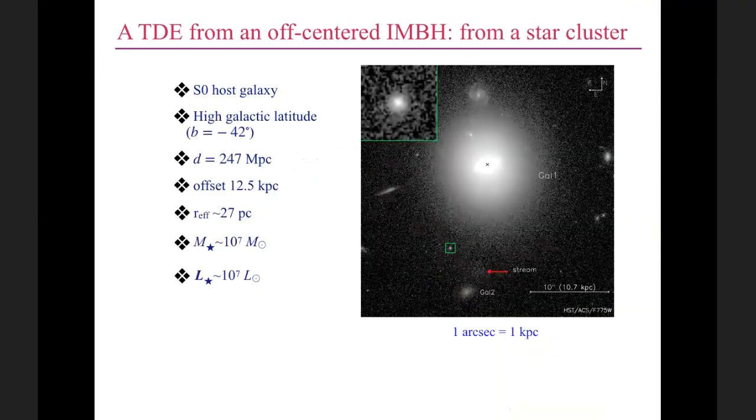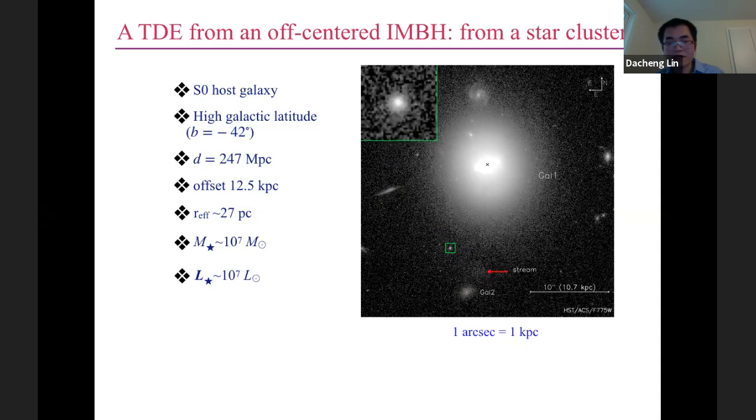This is a Hubble Space Telescope image of the host galaxy, and the green box shows the counterpart of the TDE. You can see that it is at the outskirts of a large galaxy, and seems to be associated with a compact star cluster that has a stellar mass of about 10 million solar masses and an effective radius of just 27 parsecs.